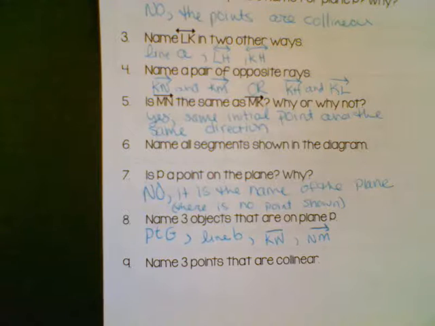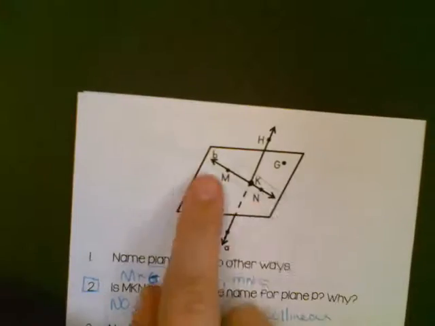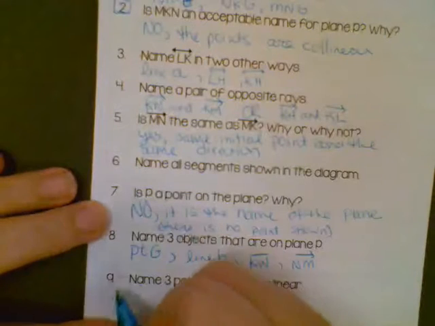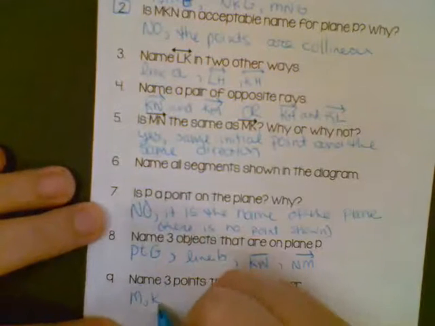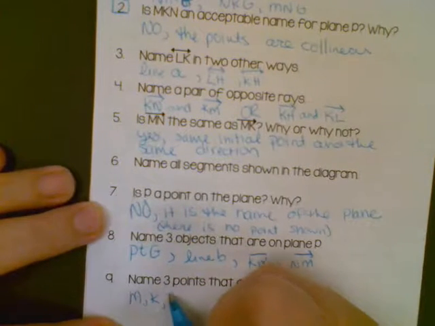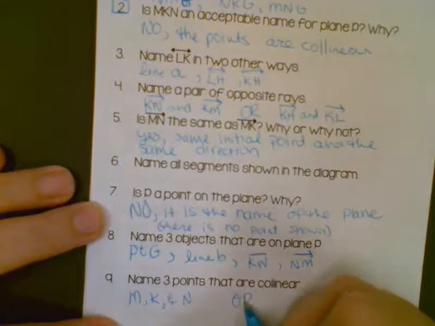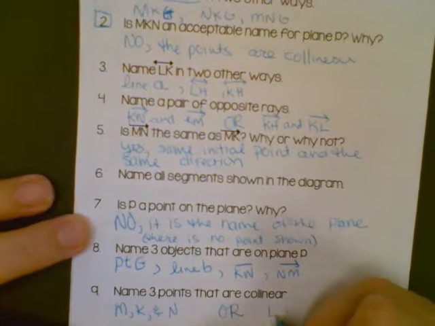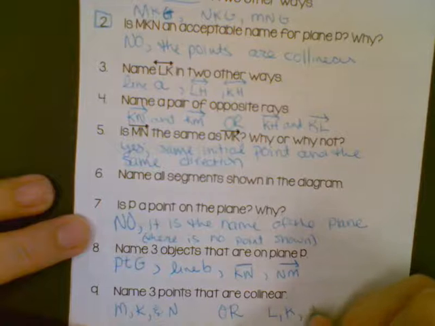Okay, so for number 9, it says to name 3 points that are collinear. So we have the points that are on this line or the points that are on this line. So that would be points M, K, and N. Or we could name the ones from the other line. So L, K, and H.